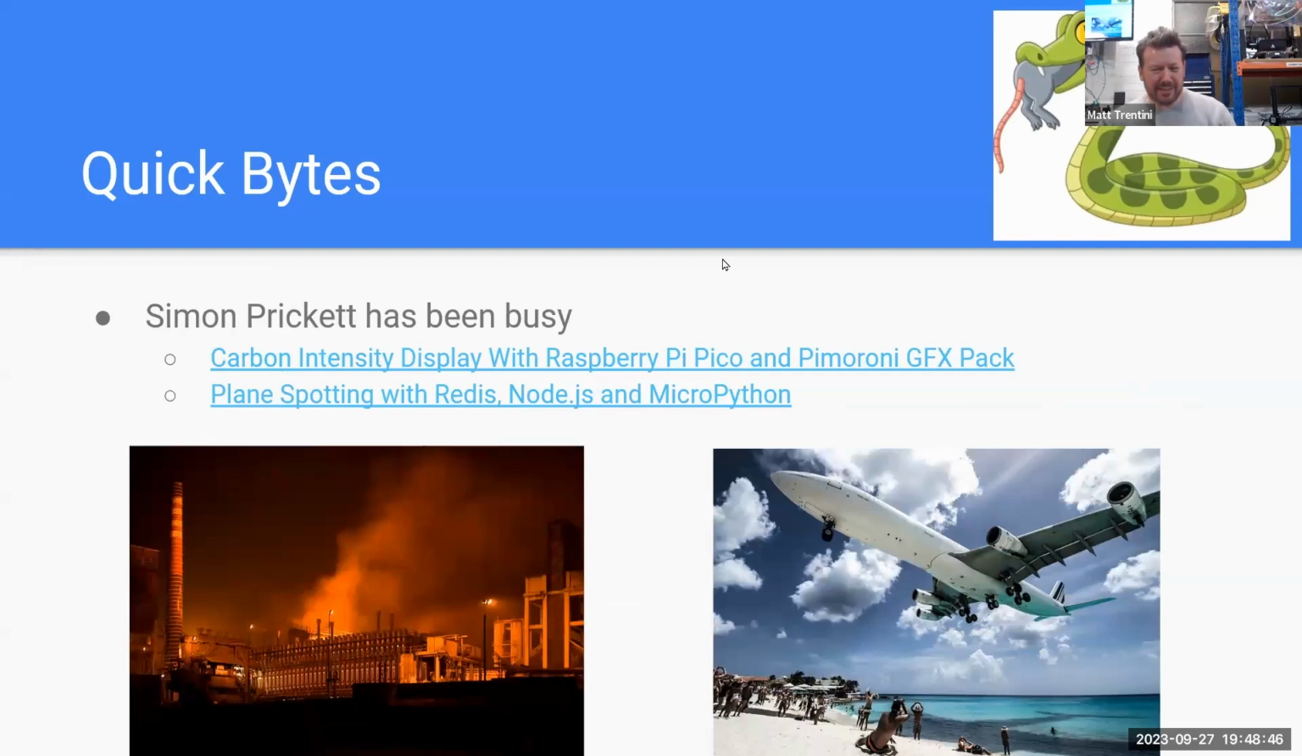And Simon, who presented last month, has also continued to be busy. He's got a carbon intensity display using the Raspberry Pi Pico and the same graphics pack that he used with our demo. And he's also been doing plane spotting stuff, storing plane information as they fly nearby. Really good write-ups. Good work, Simon.